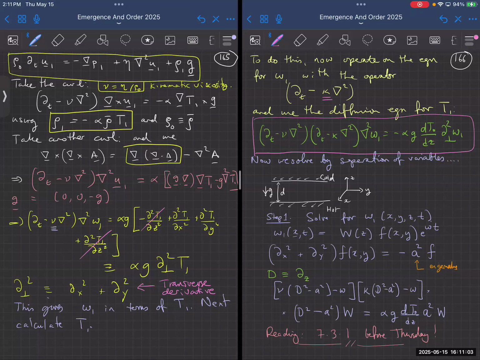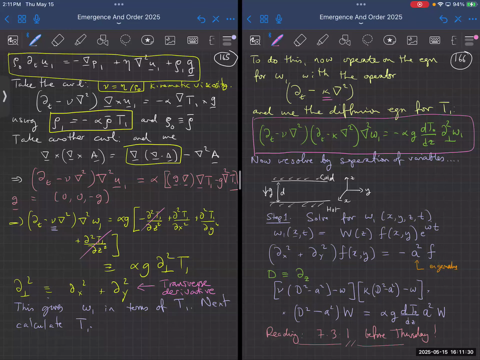Okay, so now we solve this by separation of variables, by writing W1 as a function of Z, that's in the direction where the heat is moving, and then in the transverse plane where we see the patterns, X, Y. And then as usual, we expect there to be a perturbation growth rate, so that's going to go as e to the omega t.